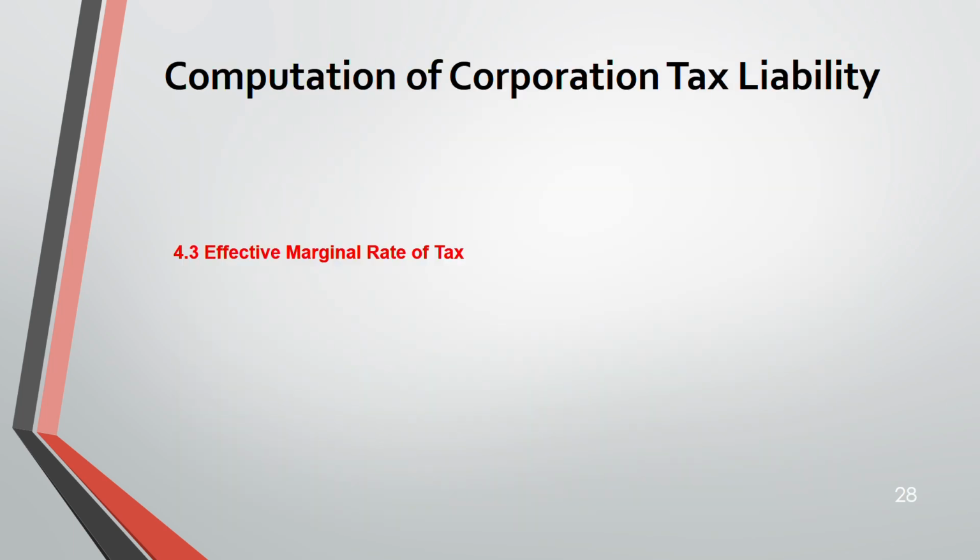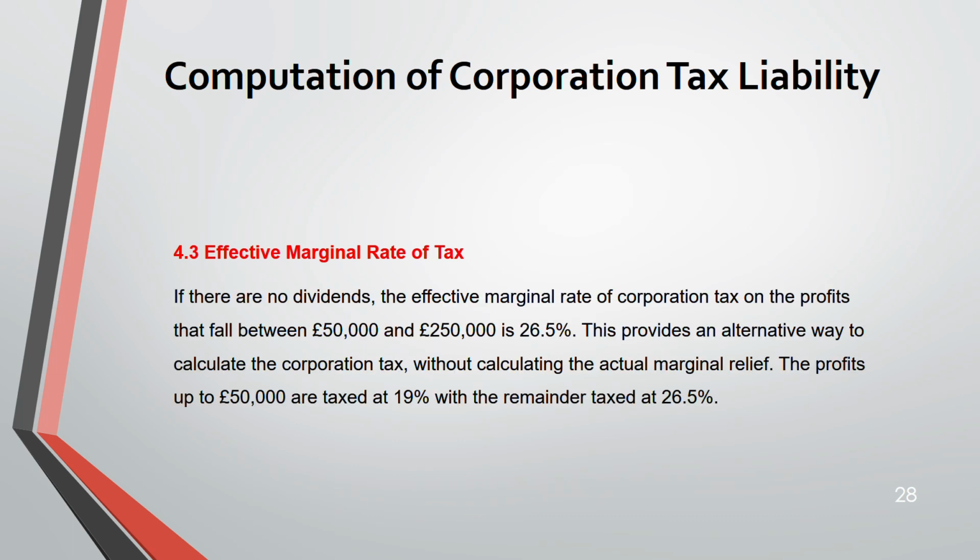Now, the effective marginal rate of tax. If there are no dividends, then the effective marginal rate of corporation tax on the profits that fall between 50,000 and 250,000 is 26.5%.